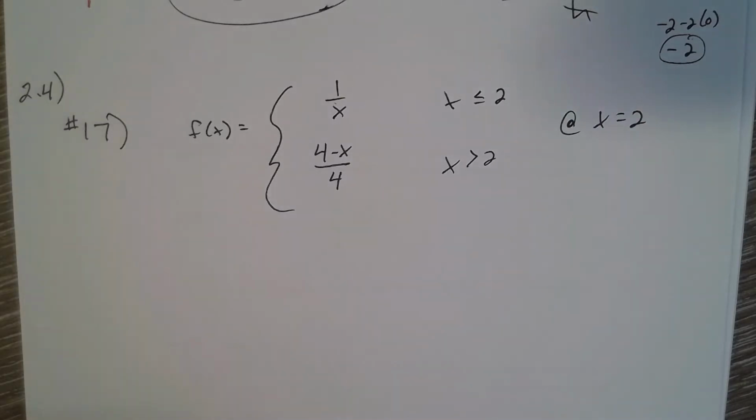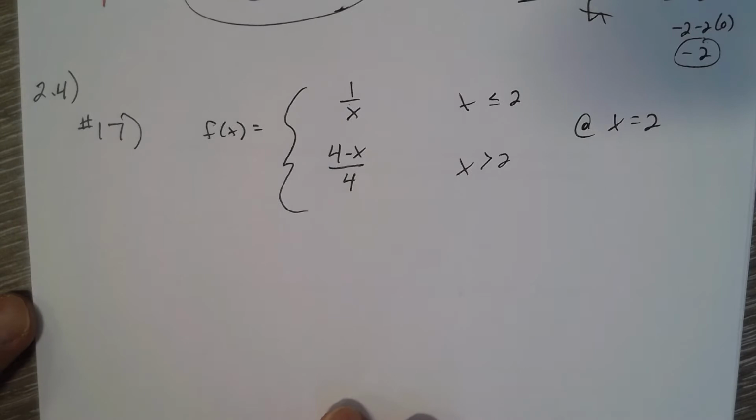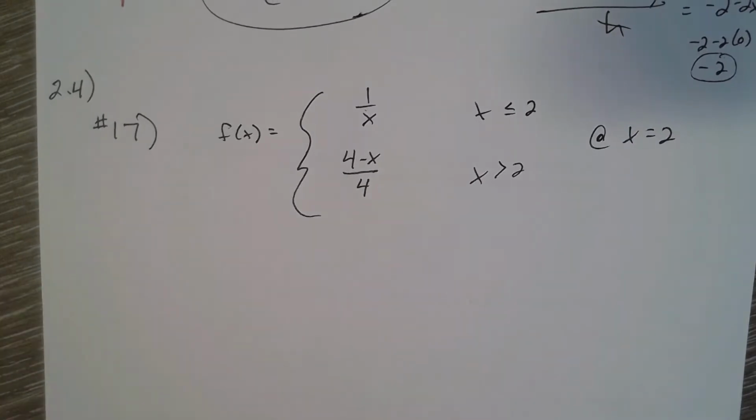2.4, number 17. Determine whether the curve has a tangent at an indicated point. If it does, give its slope. If not, explain why not.